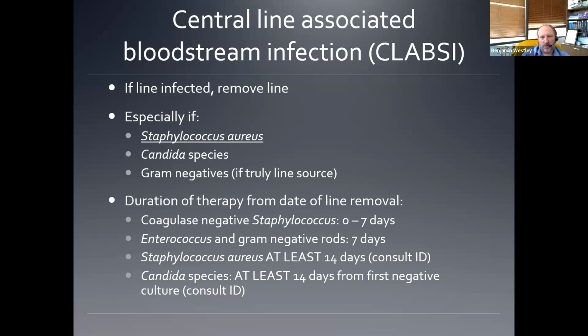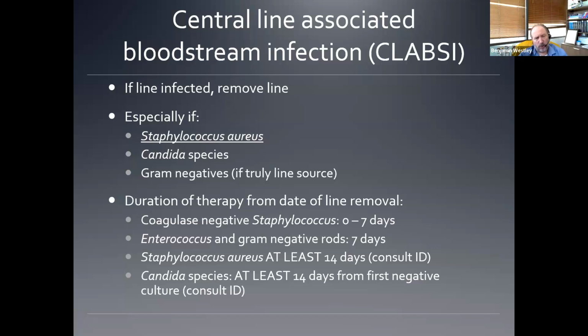Once the line's removed, the duration of treatment differs depending on the organism we're treating. Coagulase negative staphylococcus may not even require systemic therapy. The guidelines tacitly allow for potentially no systemic therapy or very short durations. 5 to 7 days are probably the most commonly used. Enterococcus and gram negatives, typically 7 days are given from line removal. Staph aureus, we just talked about, 14 days. These occasionally are patients that can be converted to oral therapy.